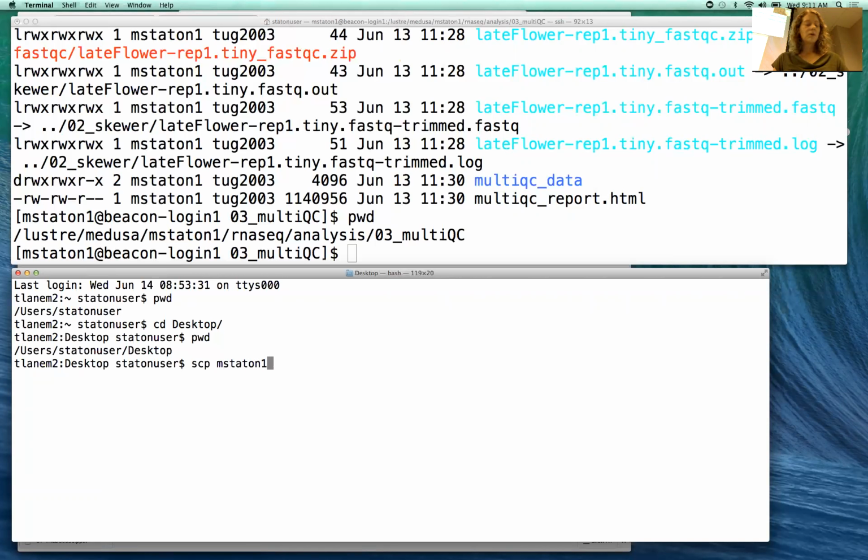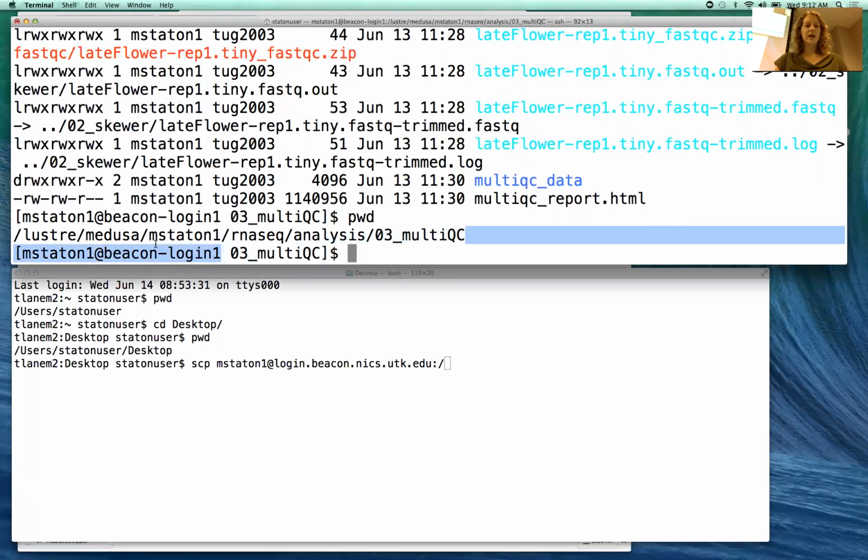Let me see, mstate1 at beacon login. I don't know if it matters. Anyway, login.beacon.nix.utk.edu. So this looks exactly like our SSH command, except that we put scp. Now here's where the first change comes. Now we're going to specify the location of the file on the system. So we're going to put a colon, no spaces, and then type the full path.